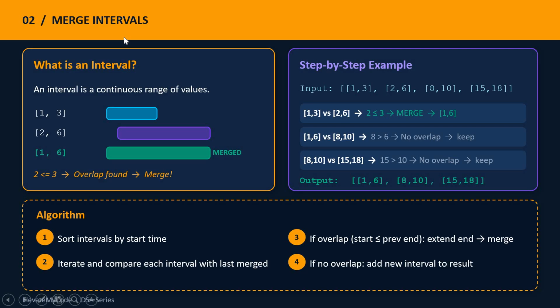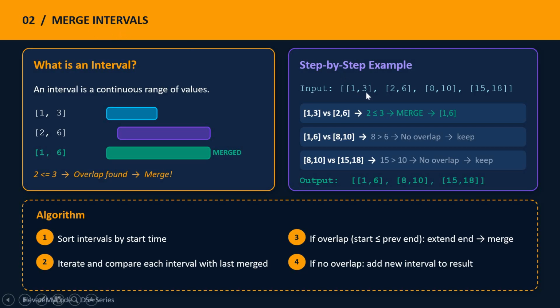So we are having a merge interval problem. Let's say we have an array like 1 3 2 6 8 10 15 18. Suppose these are the array. Here, what is a merge interval? We have to merge the intervals.